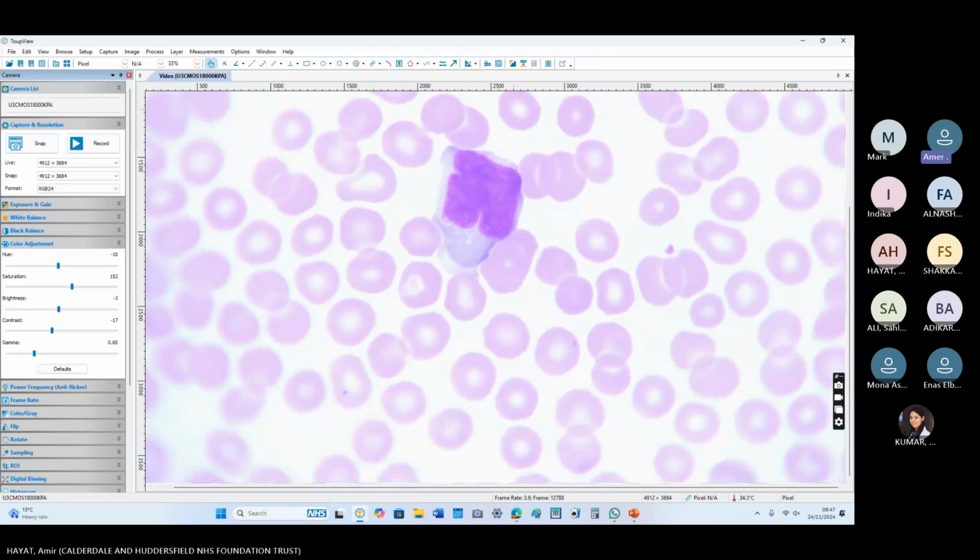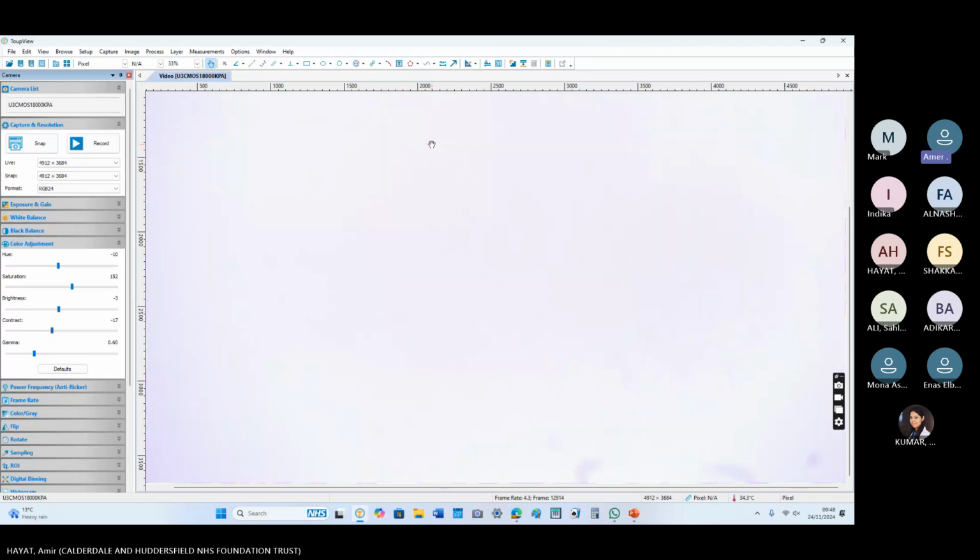It depends on the virus as well. So this is quite a large cell, and the cytoplasm is bluish. There are no nucleoli, no granules even, and there is typical scalloping here, this one and that one, and the history matches infectious mononucleosis as well.